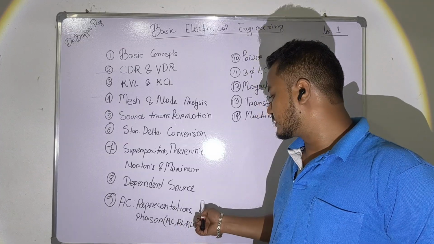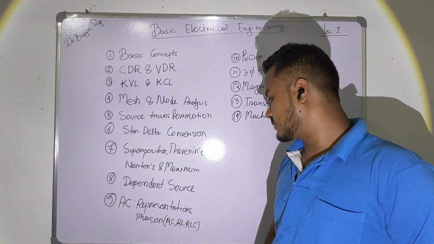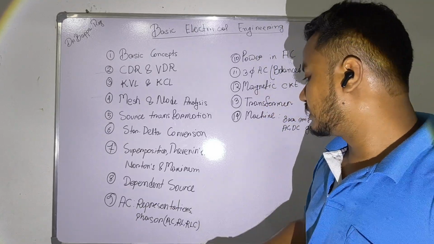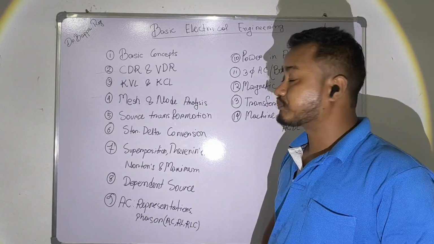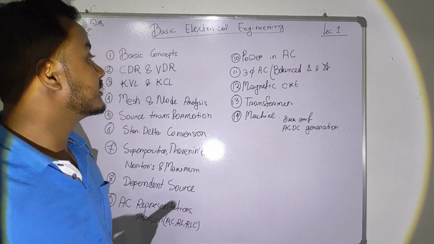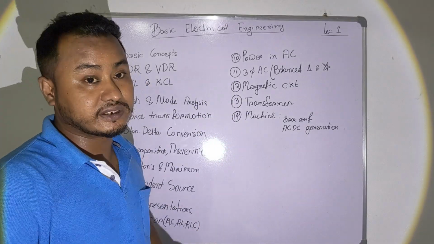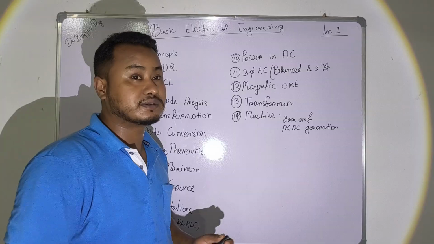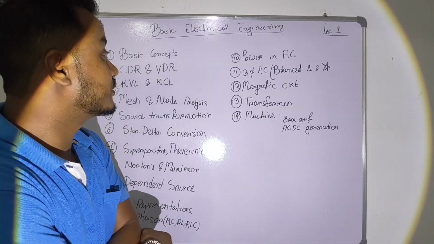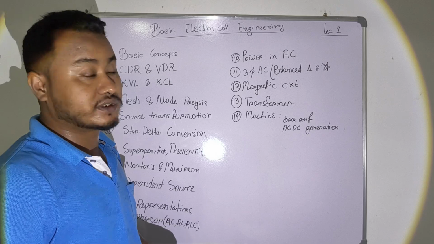In AC representation mainly we will consider phasor, then in phasor RC, RL, RLC series circuits and parallel circuits. Different types of representation of AC. Then power in AC, three-phase power. Three-phase AC circuit balance. We'll cover mainly the balanced one, not unbalanced. Then in balanced, star and delta, and the relation between phase and line current and voltage.